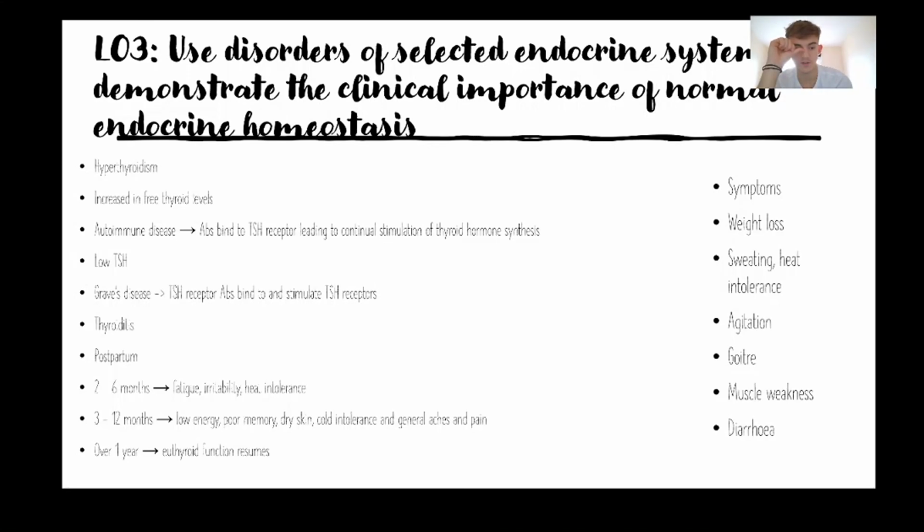Also interesting in pregnancy, you can have a range of symptoms here. In the first 2 to 6 months after giving birth, postpartum, you can have fatigue, irritability, and heat intolerance. So that's kind of symptoms of hyperthyroidism. But as you move on from 3 to 12 months, you get low energy, dry skin, cold intolerance, and general aches and pains, which looks more like hypothyroidism. But then over 1 year, the euthyroid function resumes and you slowly get better, hopefully.